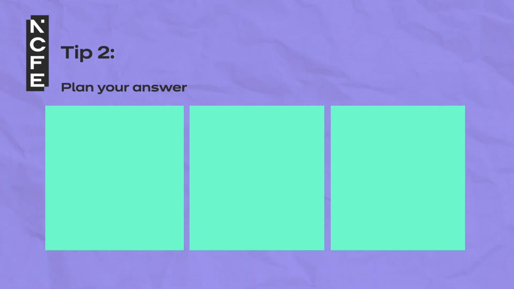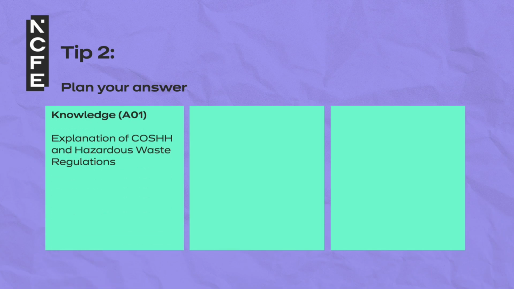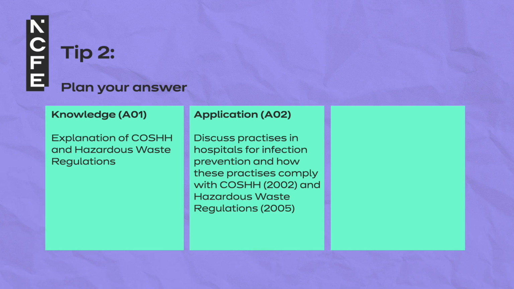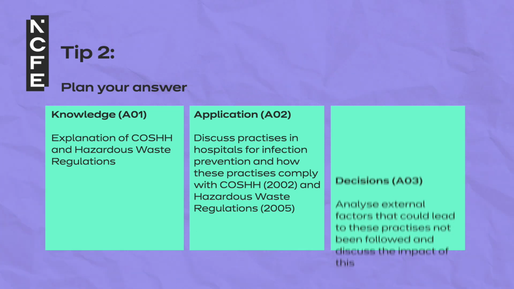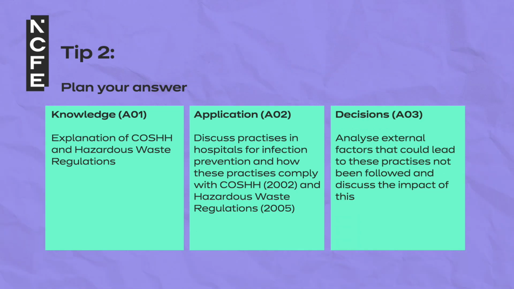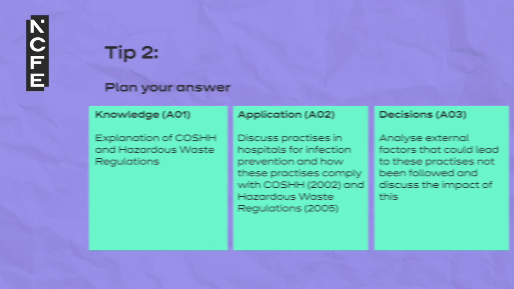For example, for this question, you could make a table with the following headings. Explanation of COSHH and hazardous waste regulations. Discuss practices in hospitals for infection prevention and how these practices comply with COSHH 2002 and Hazardous Waste Regulations 2005. Analyse external factors that could lead to these practices not being followed and discuss the impact of this.